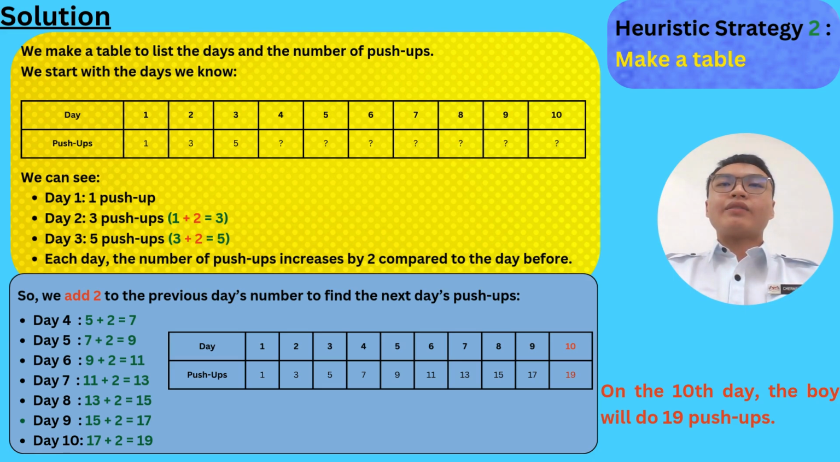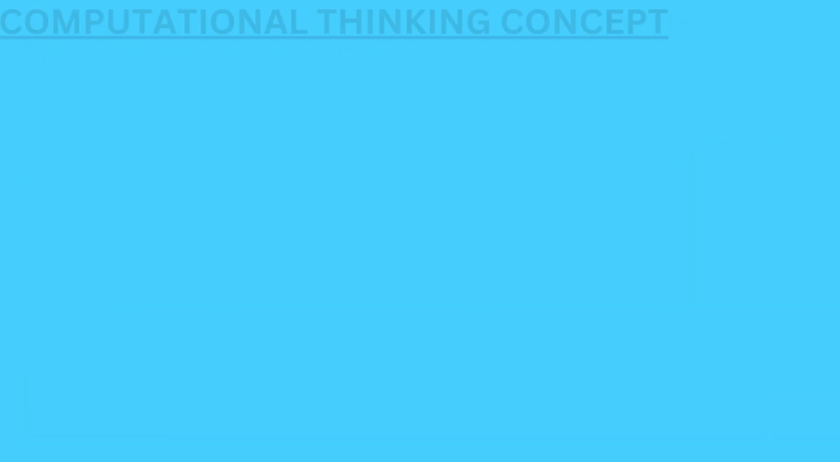So compared to the first heuristic strategy, which is find a pattern, we also get the same answer. On the 10th day, the boy will do 19 push-ups.